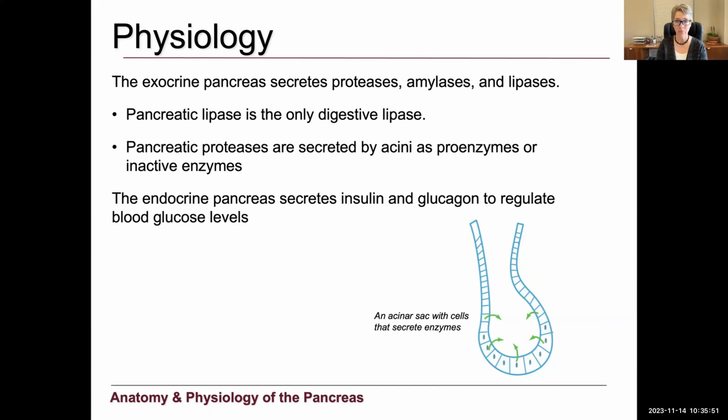Okay. And then there's just one other reminder here that the endocrine pancreas also secretes insulin and glucagon, but you know that already, you know that well, to help us regulate our blood glucose levels. So obviously, if there's really severe problems with the pancreas, we're going to end up losing some endocrine pancreatic function as well.